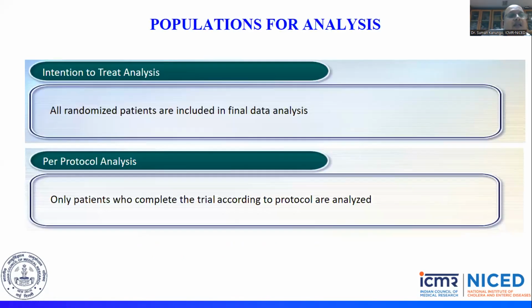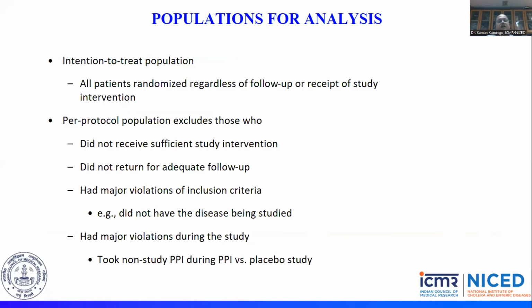So the population for analysis is of two types. Intention to treat: all randomized patients are included in the final data set. Per protocol: only patients who complete the trial according to protocol are analyzed. There may be the question of loss to follow-up. Those who are lost to follow-up after a certain period of time are not included, or only their contribution up to that point is taken into account. So intention to treat, as I explained, includes all patients randomized regardless of follow-up. Per protocol, they have to complete the protocol. They have to complete the follow-up.